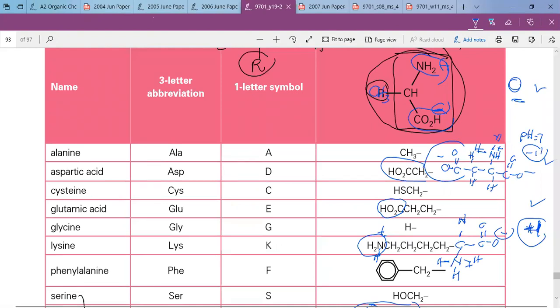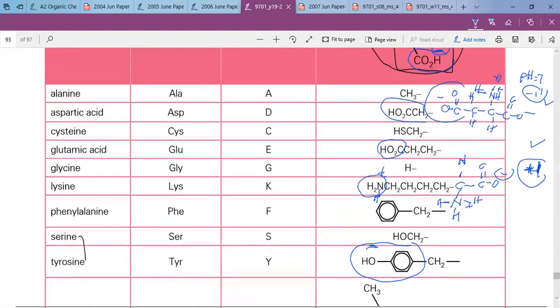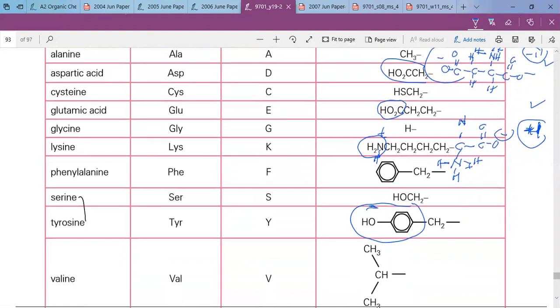Okay, tyrosine. Now this OH here, remember, phenol is a bit acidic, isn't it? So you give a negative sign here. So you go back here. In this case it will be like that. And this C, and of course NH3 positive, and H here, and this CO minus. So the O is one negative.